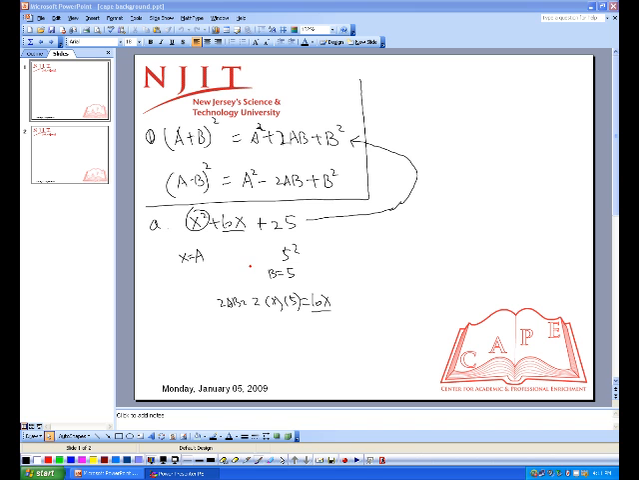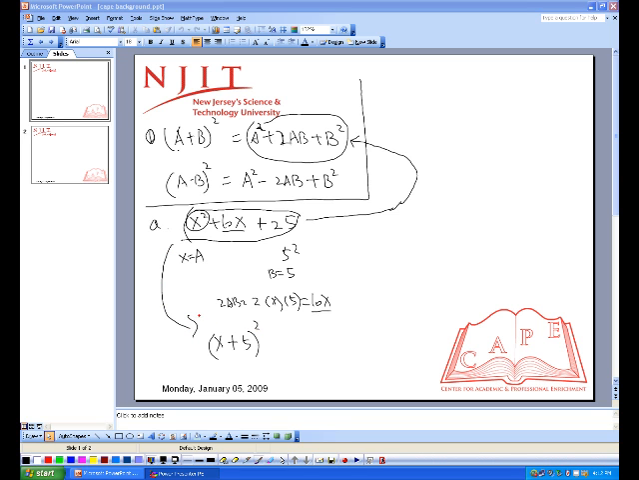That means this equation exactly satisfies this form, a squared plus 2ab plus b squared. Well, this will mean then we can use this formula here. This whole thing is equal to a plus b squared. We know that a is equal to x, b is equal to 5, so it's x plus 5 squared. And that's the answer.